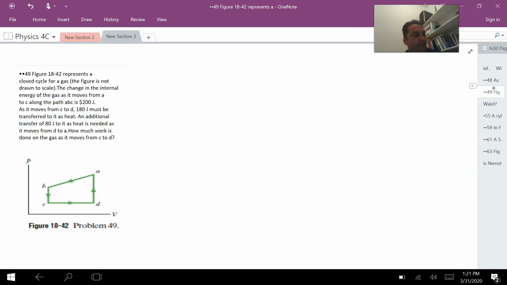It says below figure 18-41. Yeah, okay. Figure 18-42 represents a closed cycle. Oh, this is a closed cycle. So what does closed cycle mean? Total internal energy of the system. So this is total internal energy of the system is what? 0.